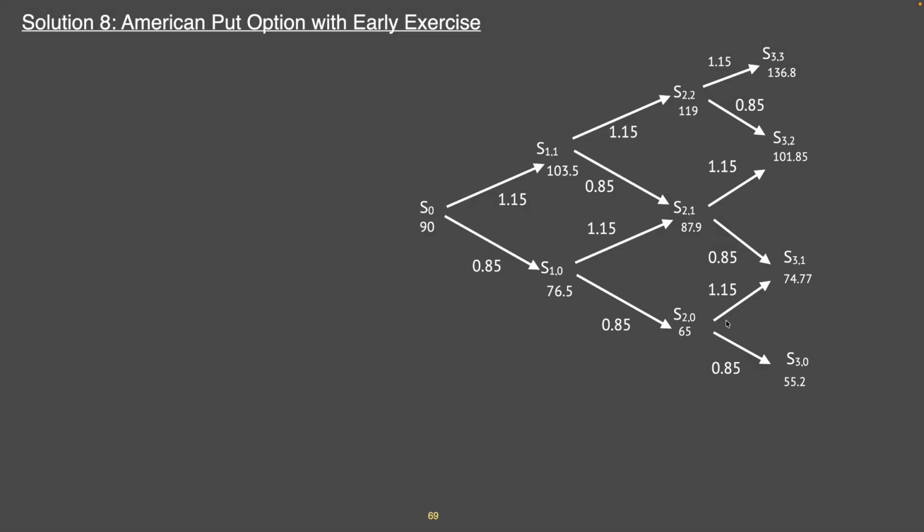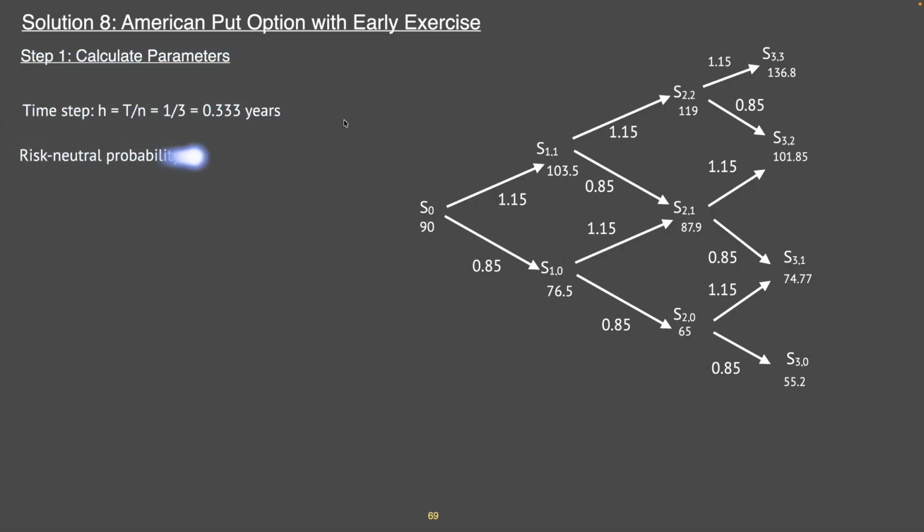Now 65 can either go up by 1.15. So if you multiply 65 with 1.15, you get 74.77, or 65 can go down by a value D. So 65 into 0.85 will give you S30 as 55.2. So this is what we have calculated here using the binomial tree.